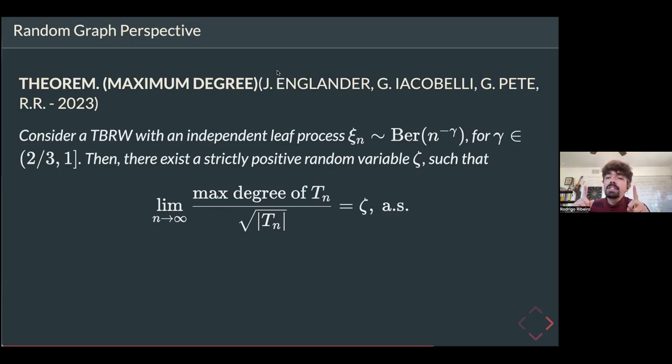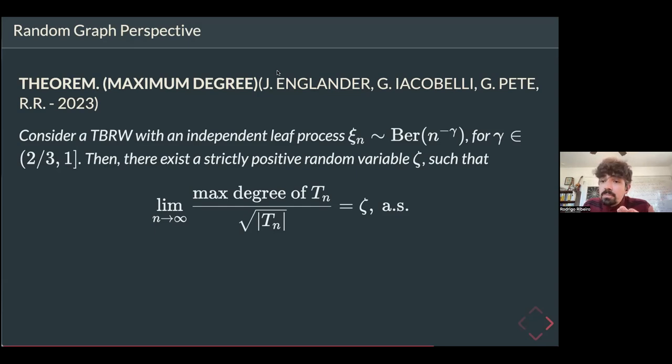Because what we have is recurrence above one-half, and we know some structure results above two-thirds. It's above two-thirds and smaller than one, obviously, right? Because above one, the tree will be finite. But between two-thirds and one, what you have is infinite ends. But between one-half and two-thirds, I don't know.